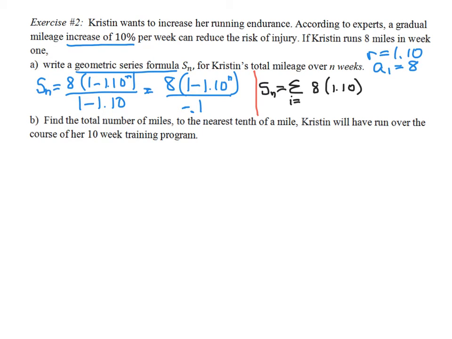Now in week number 1, I actually don't want to multiply by 1.10. So I want to make that exponent be 1 less than what my I is starting at if I'm starting at the number 1. So week number 1 would be 8 times 1.10 to the 0 power, giving me just an 8. Because I want to do this for n weeks, my upper limit is going to be n. So I'm going to start with 1, I'm going to go to n, I'm going to figure out in each case how much she's running each week, and then the sigma says, let's add together all of those weeks.